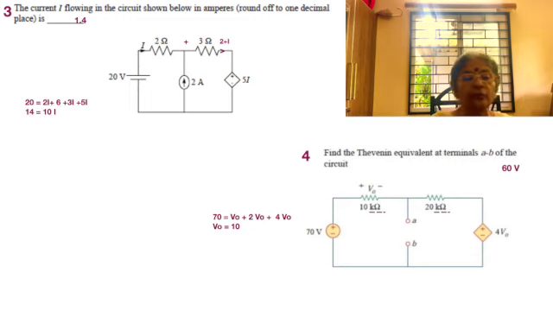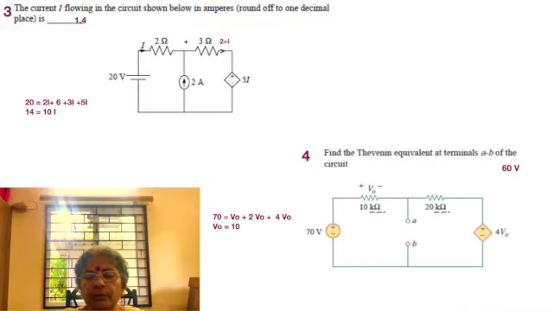So you have 20 is equal to 2I plus 6 plus 3I plus 5I. Once you have that, you just solve it, and you see that 10I is equal to 14, or I is equal to 1.4 amps. Very simple. So the current that emerges from the 20 volt source is equal to 1.4.